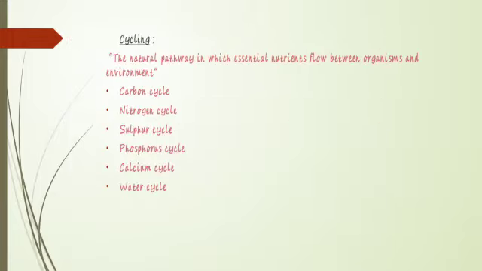The next is cycling, the natural pathway in which essential nutrients flow between organisms and environments that include carbon cycle, nitrogen cycle, sulfur cycle, phosphorus cycle, calcium cycle, and water cycle. The most important cycles are carbon cycle, nitrogen cycle, and water cycle that are described here.